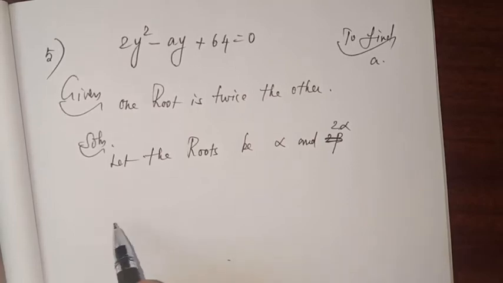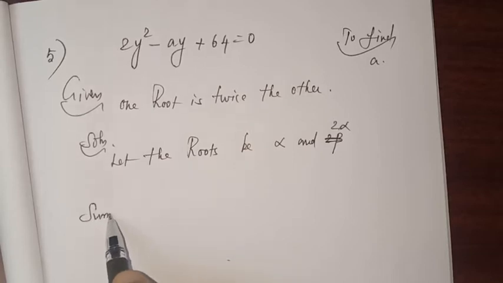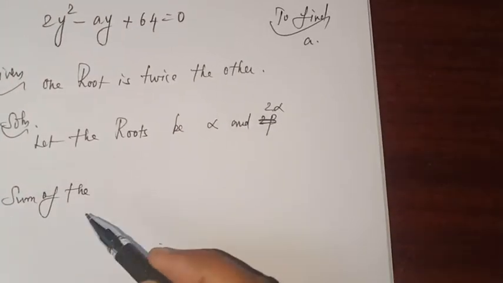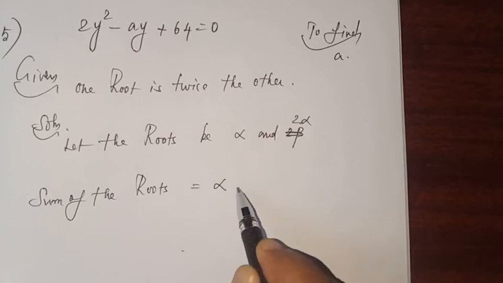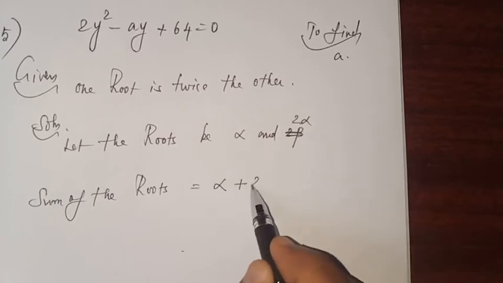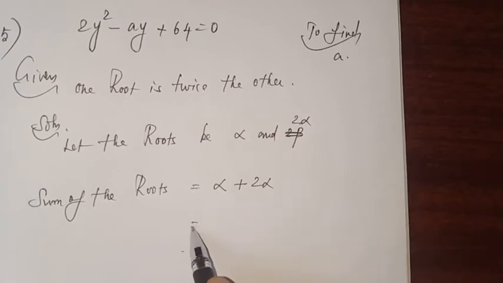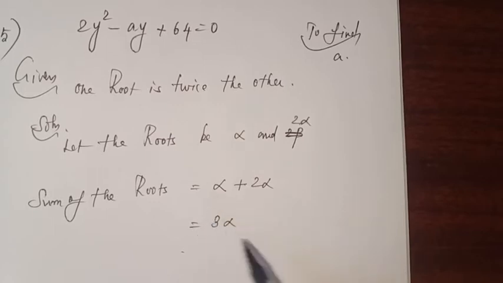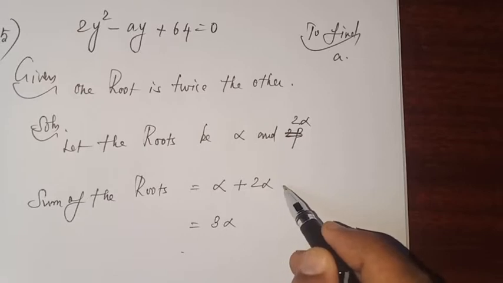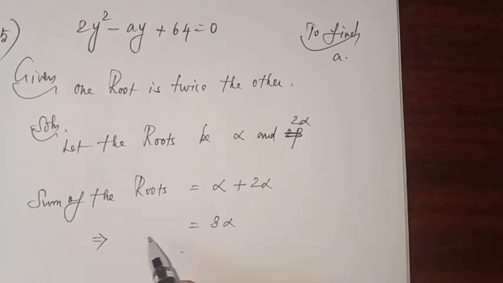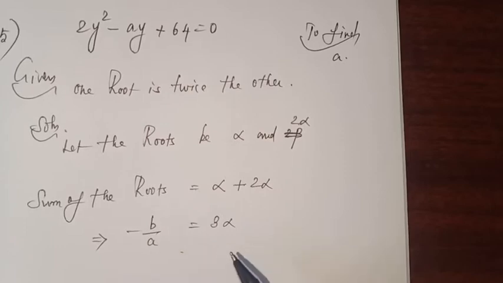Now we can find the sum of the roots. One root is alpha and the second root is 2 alpha. If we add alpha plus 2 alpha, we will be getting 3 alpha, like terms only. Right. We know the formula for the sum of the roots, minus b by a. Correct?